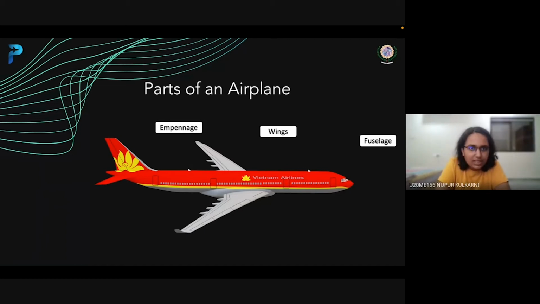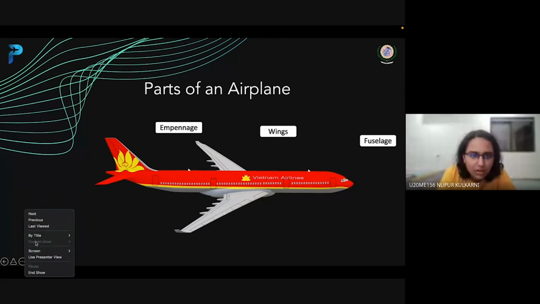Now we'll see the parts of an airplane. So first of all, can anyone name what the fuselage is?